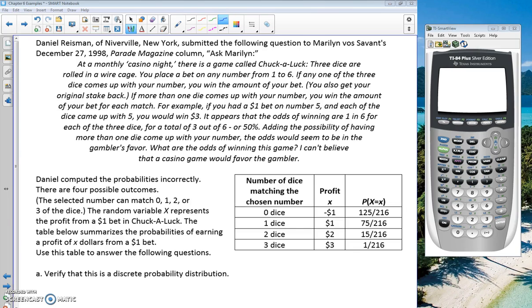So I have another game here in the Ask Marilyn column, and this is called Chuck-a-Luck. Daniel computed the probabilities incorrectly, but we have a correct table here with the correct probabilities and the profits, and we want to answer some questions about them. So the first one here is we want to verify that we have a discrete probability distribution.